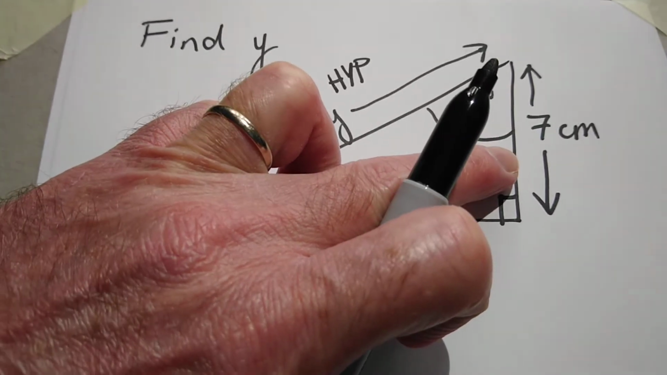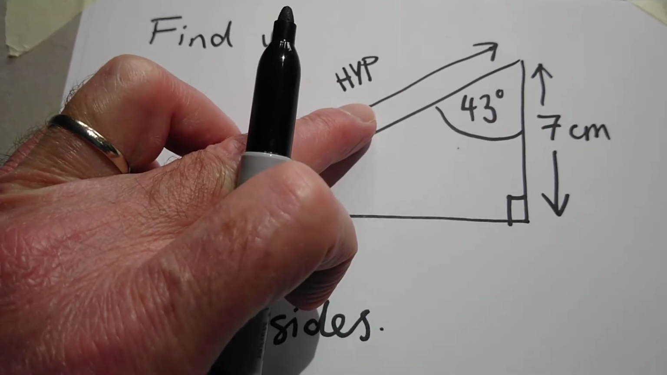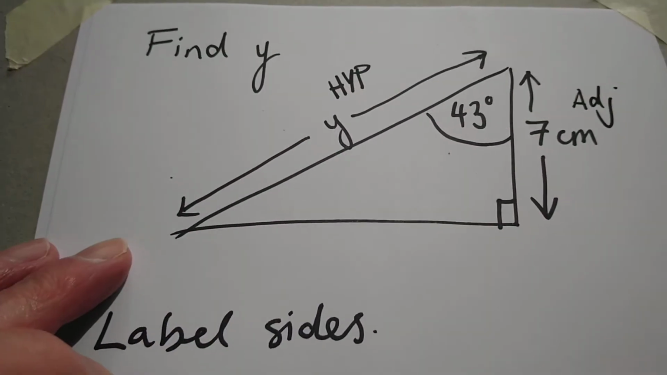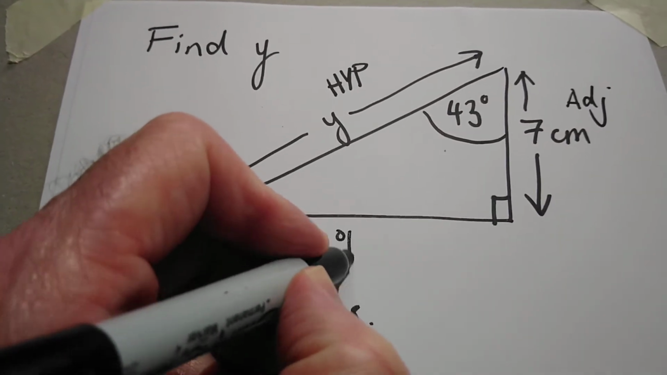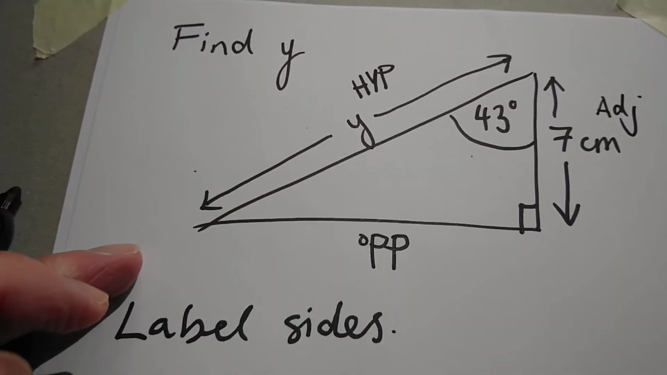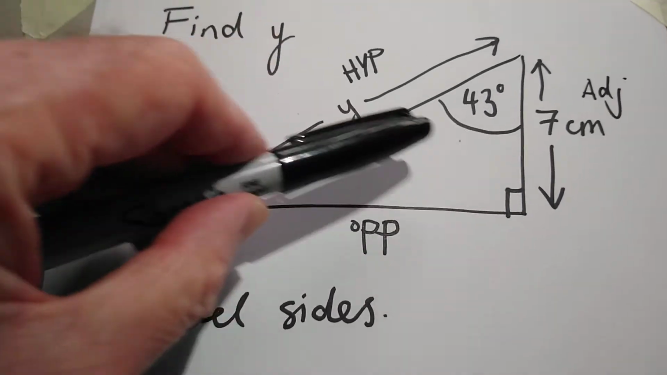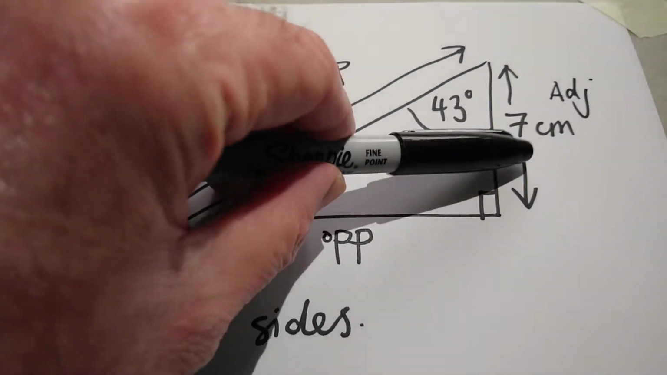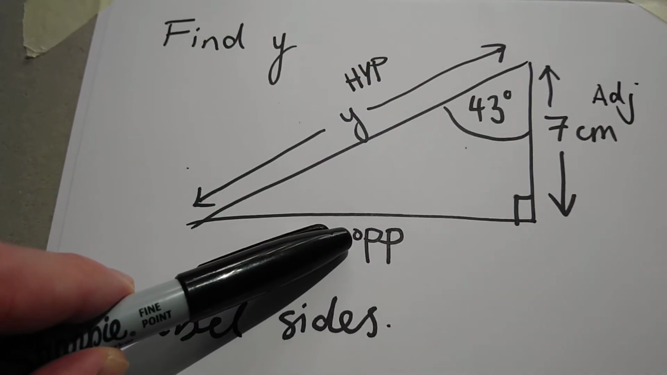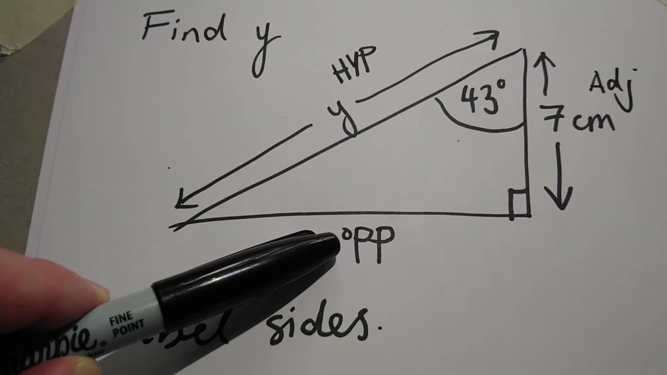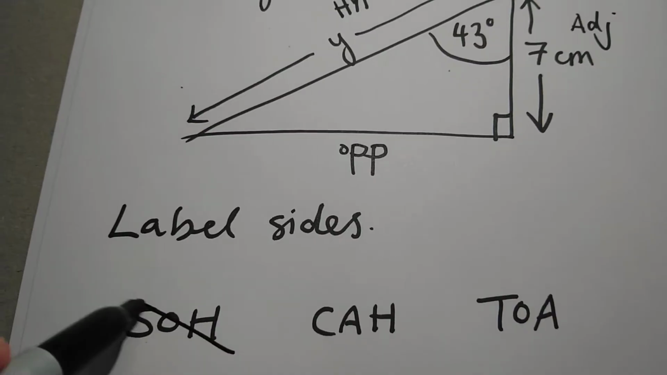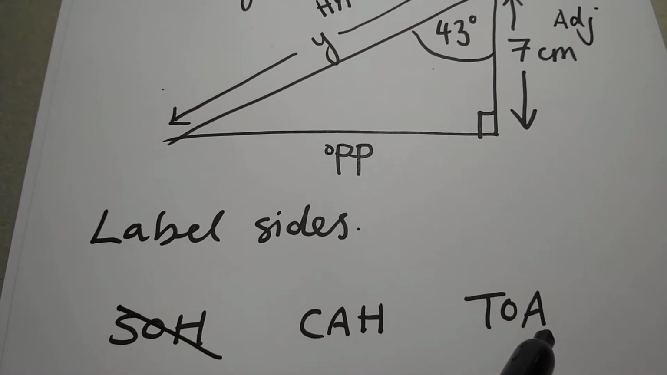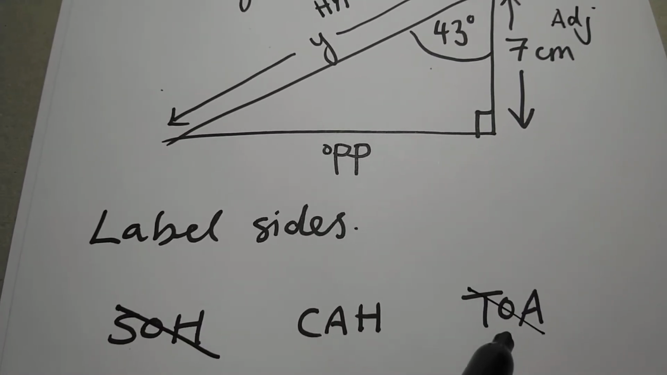So the side next to that angle, which is not the hypotenuse, that's the adjacent. And then the remaining side is the opposite to the angle, so that's the opp. So we need to find the hypotenuse, and we've got the adjacent, so the only side that we don't care about is the opposite. So when we write out SOH CAH TOA, that means we can cross out and ignore the two things which have O for opposite in them.